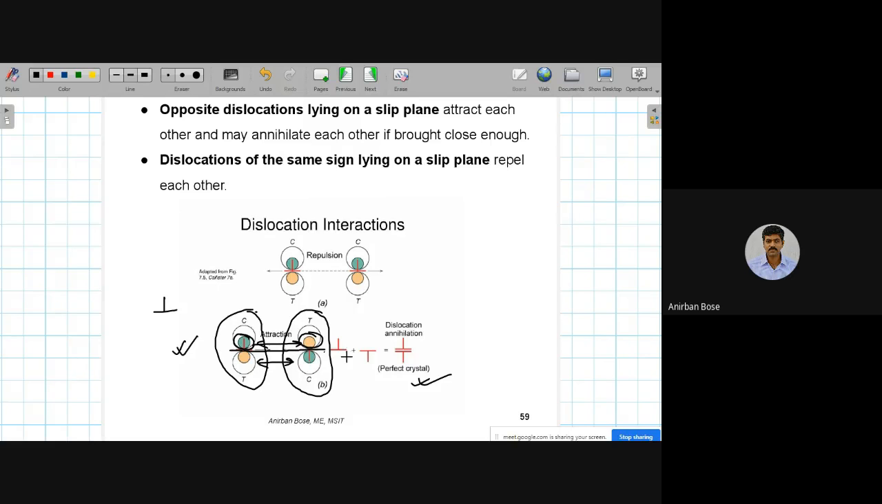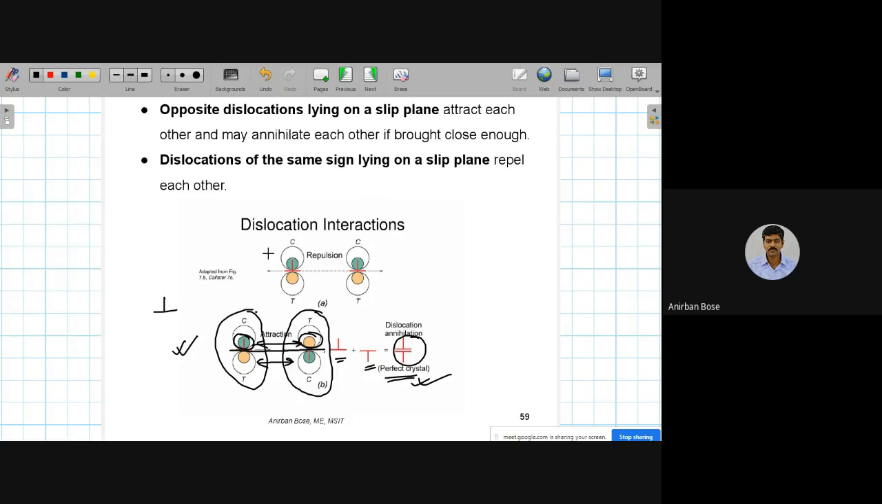You can understand what will happen if a positive edge dislocation and a negative edge dislocation lie on the same slip plane: they attract each other. Ultimately they annihilate, and that part behaves as a perfect crystal.